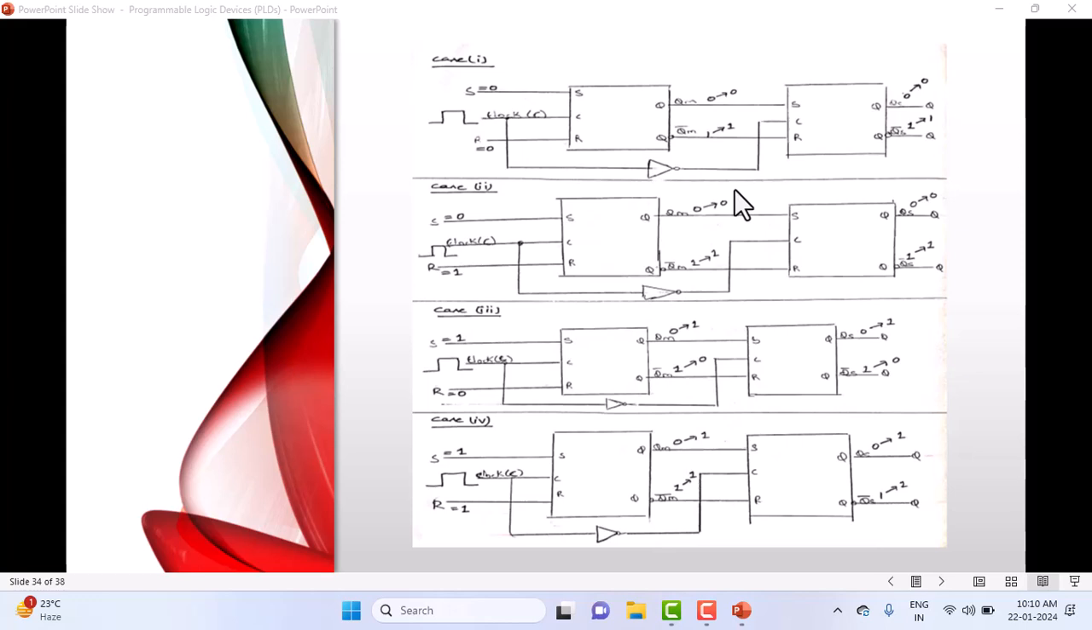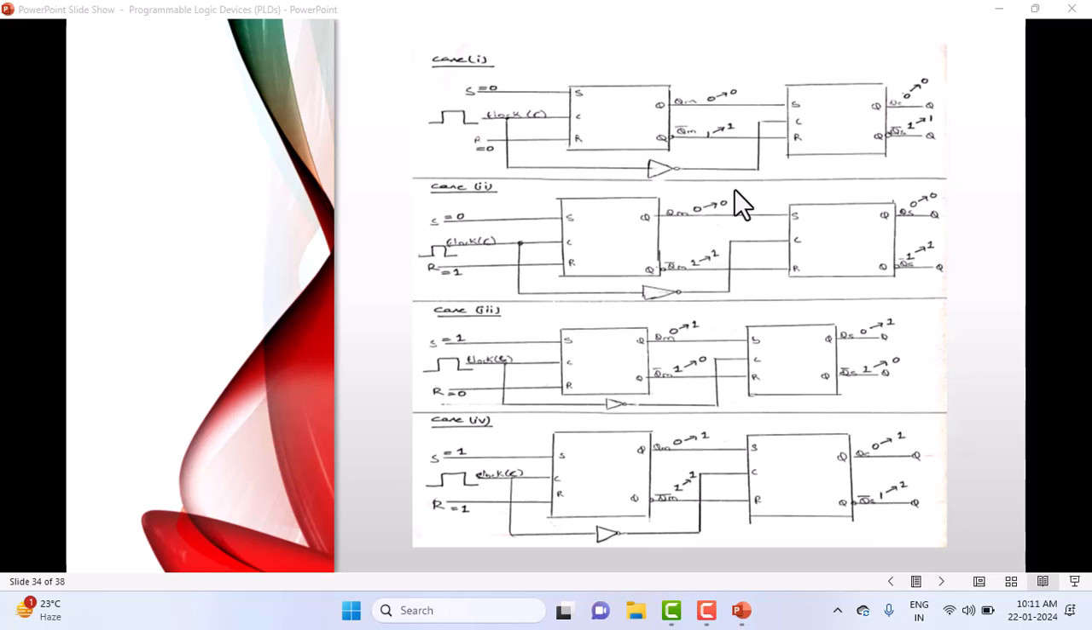When both S and R are 1 and the clock is 1, if I assume initially QM as 0 and QM bar as 1, the next state will change to what? This will change to 1 and this also will change to 1, because we already understood the truth table of SR flip-flop. Whenever S and R are 1 and the clock is 1, it will go to the undefined state, right? So the first stage, that is the master part, has already reached the undefined state.